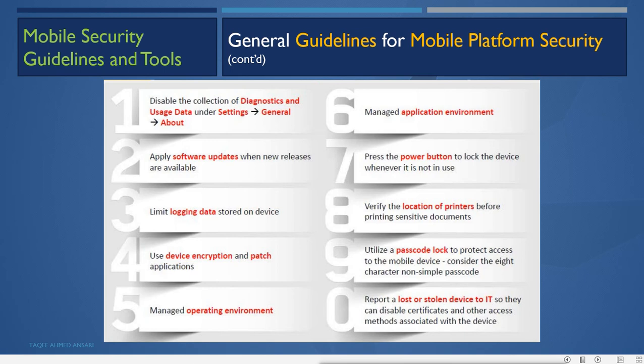Verify the location of the printer before printing sensitive documents. Utilize passcode lock to protect access to the mobile device. Consider an 8-character non-simple passcode. And report a lost or stolen device to IT so they can disable the certificates and other access methods associated with that device.